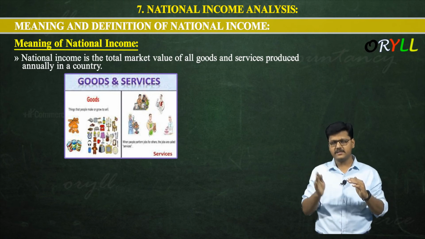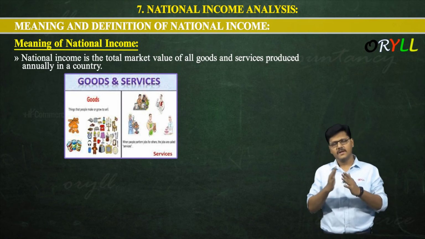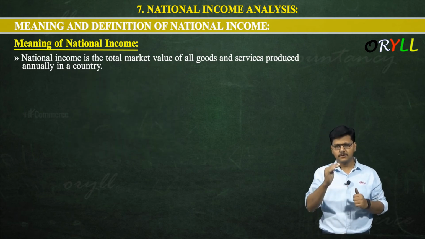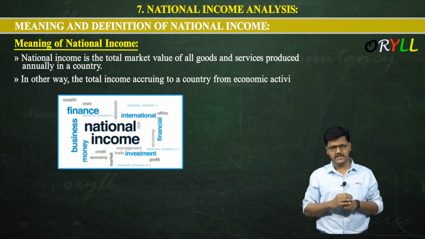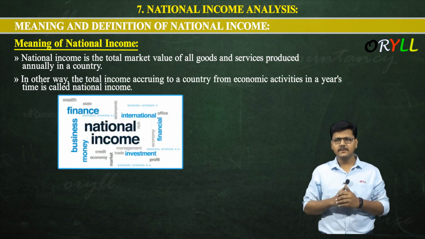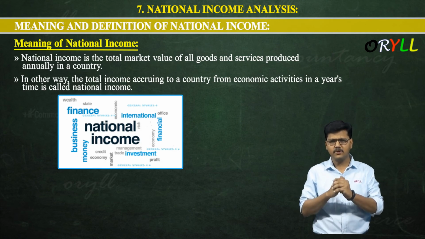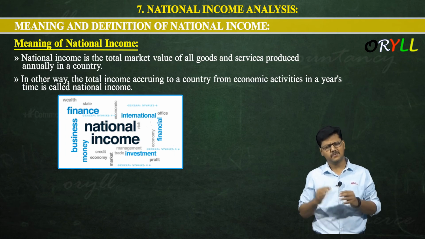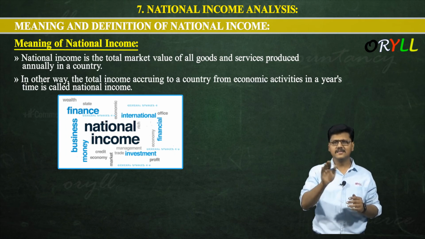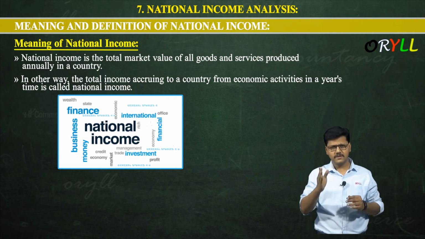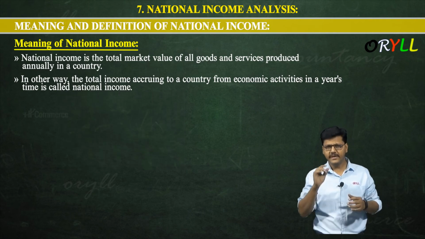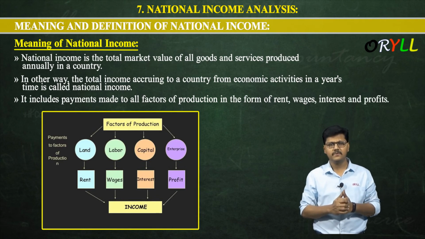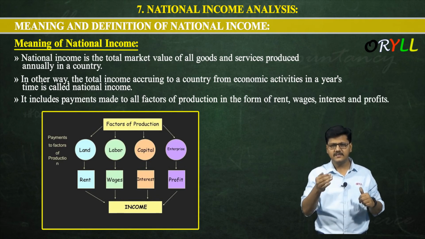We will clearly understand different concepts of national income in coming topics. Next, in other words, we may say that the national income accruing to a country from economic activities in a year's time is also called national income. Whatever you say, the meaning is the same: all the final value of goods and services produced in a country. So it includes what? Payments made to all factors of production in the form of rent, wages, interest and profit.